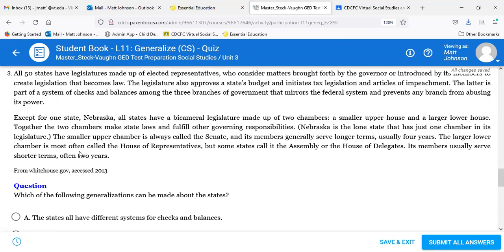I did not know until I read this that Nebraska only has one legislative house. And I think here in Ohio, we call it the Assembly. But it does kind of mimic the federal government, where there's a lower house with representatives and then there's an upper house. So that's sort of the main idea here. But I guess Nebraska just has the one body. So let's look at number 3.